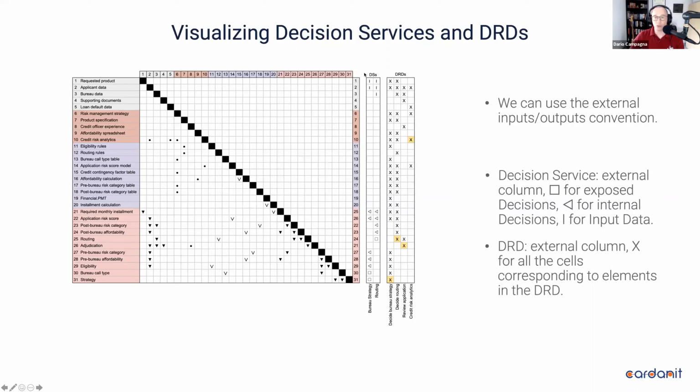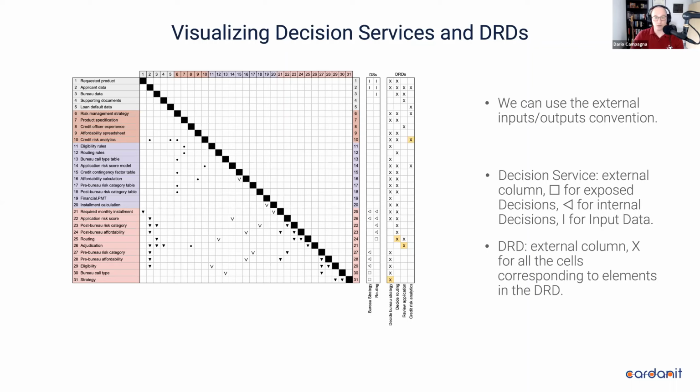And what do we put in these columns? We put different markers to show what elements appear in a decision service or in a DRD. For the decision service, we use the I for input data and the triangle facing to the left for internal decision and the square for the exposed decision. And for DRD, we simply put a mark in the cells corresponding to a DRD and to the row of an element for elements that appear in a certain DRD.